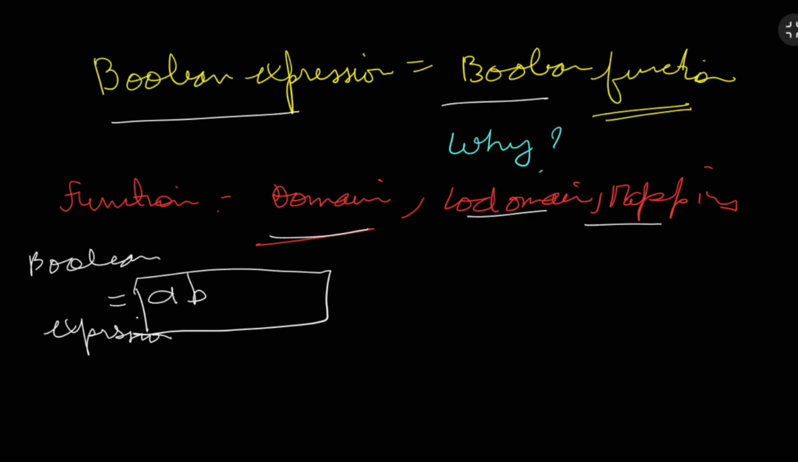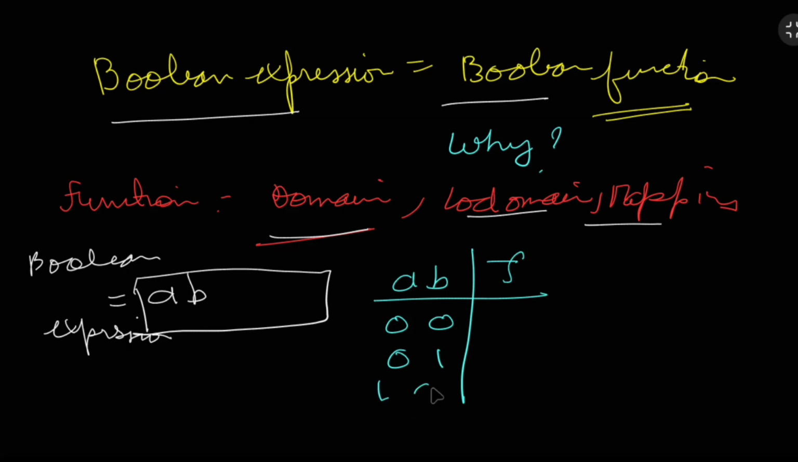See, this is very simple. If we look at the truth table, it is behaving like this. Let's say it is f, and it is behaving like this: 0001. This is the truth table that you already know, and let us call it f for a moment. Now you can notice, this table is behaving like a function.